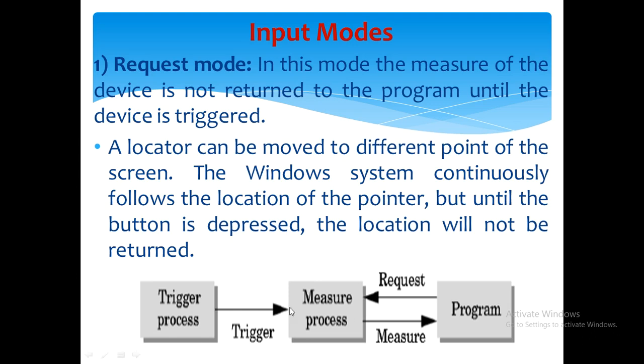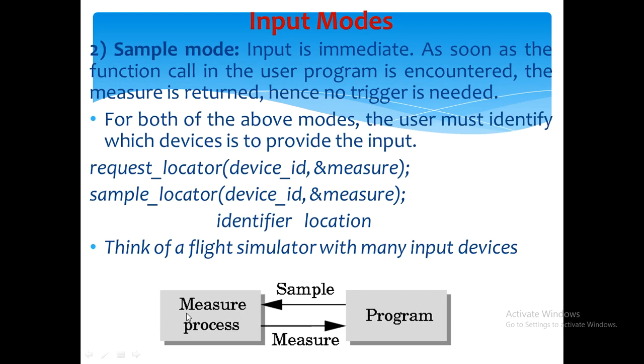Working with the measure means the measure process will initialize, right? The measure will be supplied to the program, and the program has to request for the measure. Once you are using scanf, your program is requesting input from scanf. It is requesting, then the measure has to be supplied, but only once you press the trigger. Once you press the enter key, only then will this measure go to the program. Otherwise, it is requesting, but it is unable to take it until you press the trigger. This is what request mode.